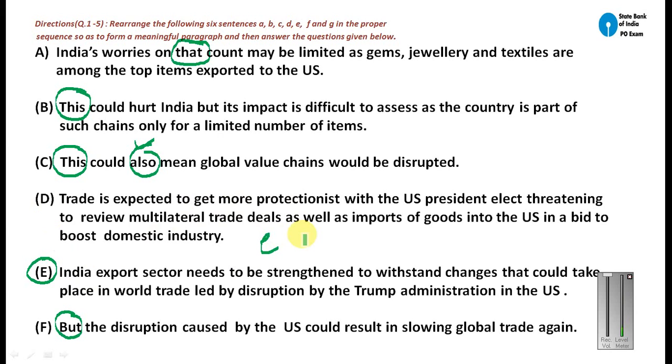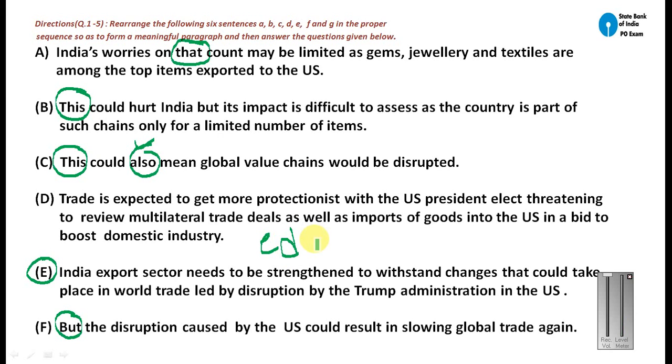Now, trade is expected to get more protectionist with the US president elect threatening to review multilateral trade deals as well as import of goods into the US in a bid to boost domestic industry. Since he wants to boost domestic industry, he wants to put a certain amount of ban on certain goods imported from other countries. So D will become your next sentence. He will review multilateral trade and he will put some kind of ban on imports into the US.